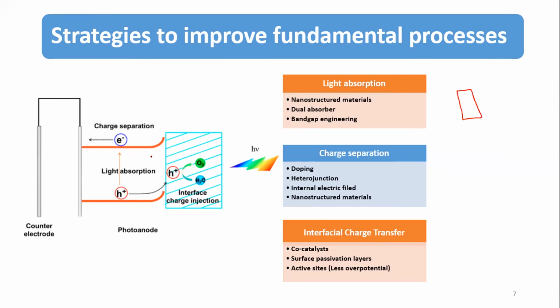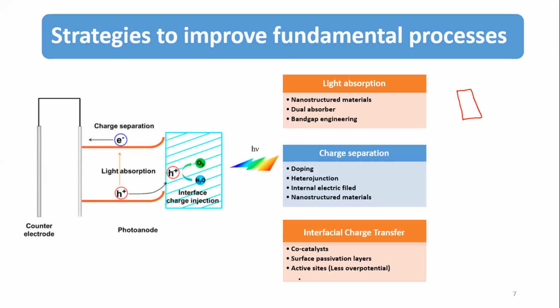Sometimes, if you look at most semiconductors, the surfaces are not terminated properly, so you have many dangling bonds. By properly terminating these surface dangling bonds with passivation layers, that will also minimize the trapping states at the surface, which will further improve the interfacial charge transfer.